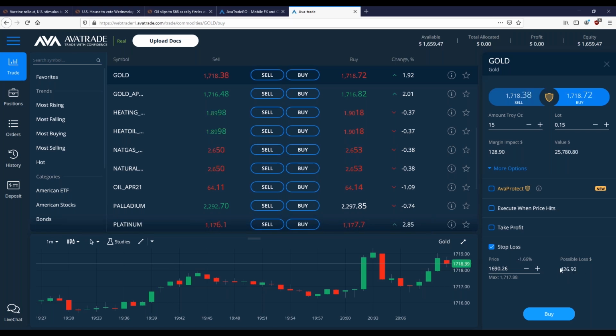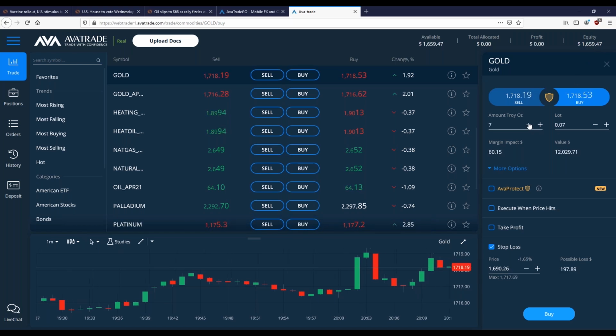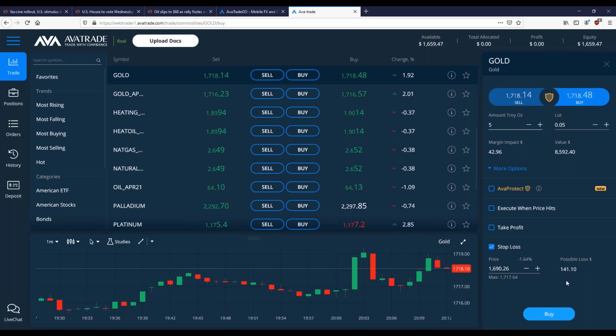By the second, it's adjusting as the price moves. This is my risk to my stop loss. And maybe I look at my account and I say, wow, I'm risking a quarter of my account approximately. Maybe I decide I want to only do 5 ounces. And now I see immediately, okay, now I'm risking 141 and change. And so easy to do risk management.